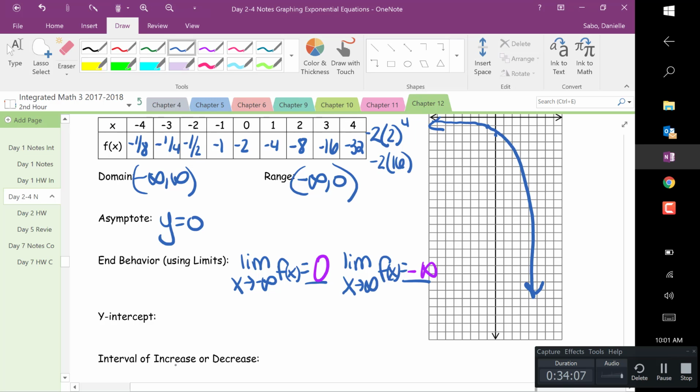Four to the 4th power is going to be 256. Because right, 4 times 4 is 16.